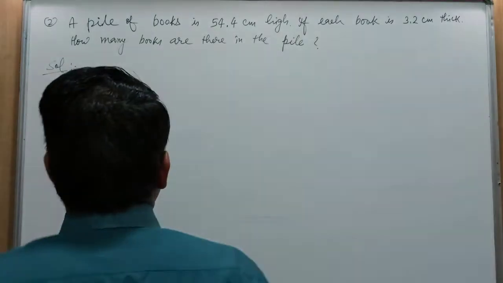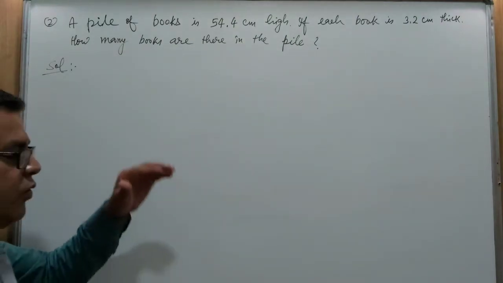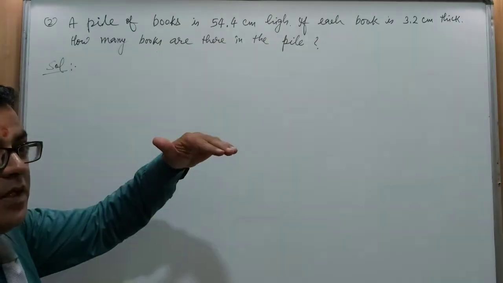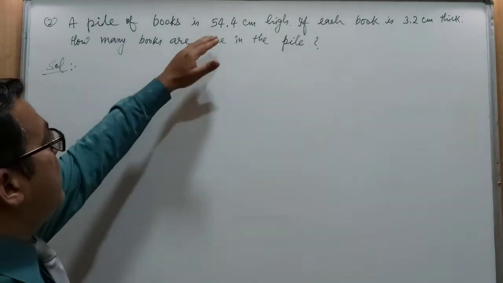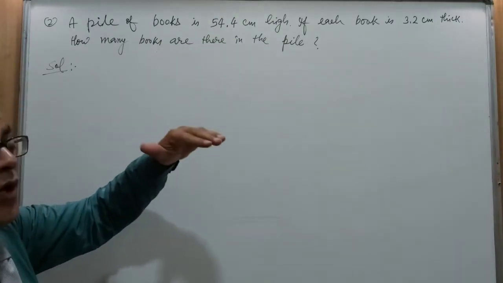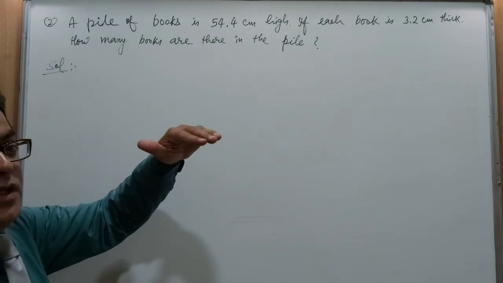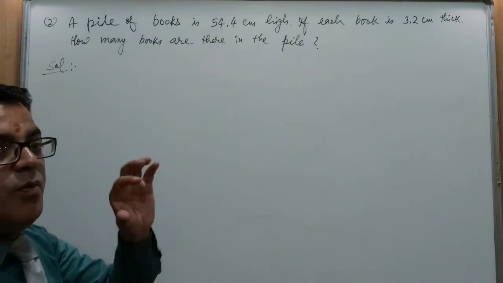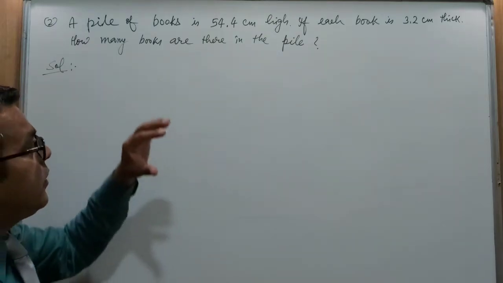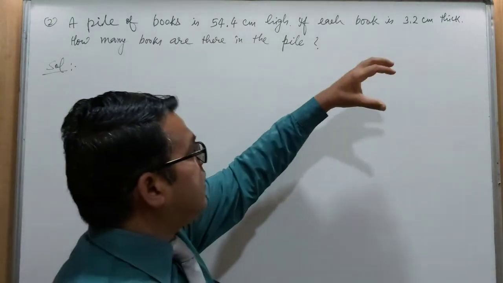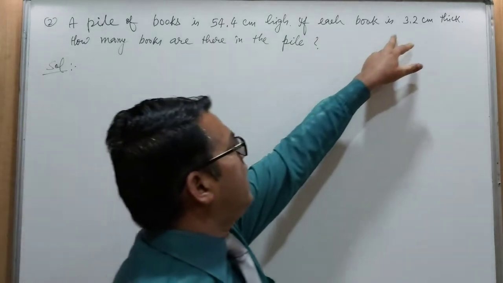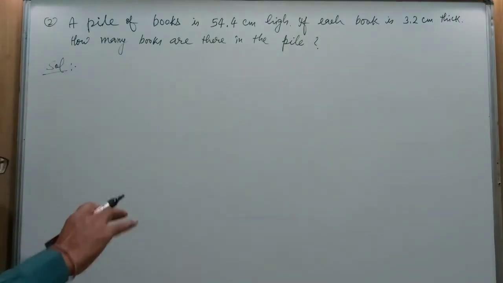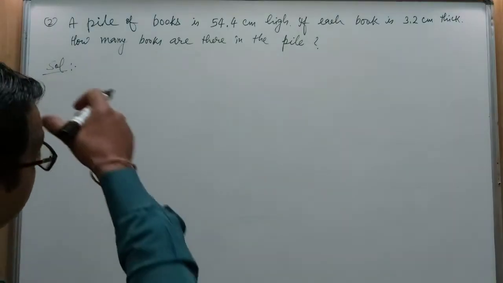So you just imagine it. In your almirah also you can keep books one above the other. So a pile is there, and the height of that pile is 54.4 centimeter, and equal thickness, same type of books you are keeping there. So the height of each, sorry, thickness or height we can also say, is 3.2 centimeter for each book. So how many books are kept there, you need to find this one.